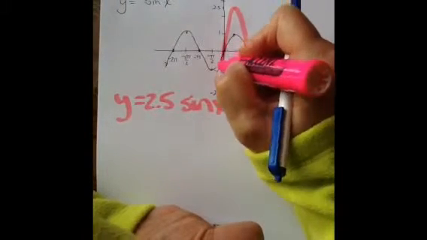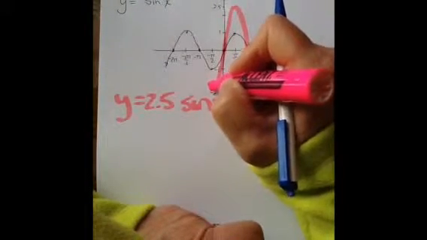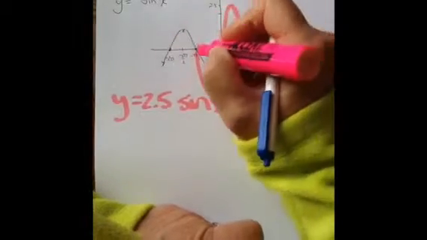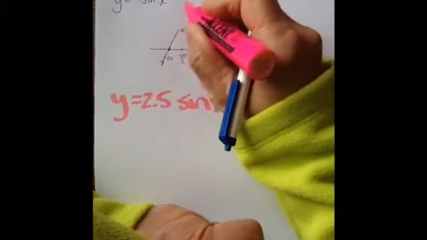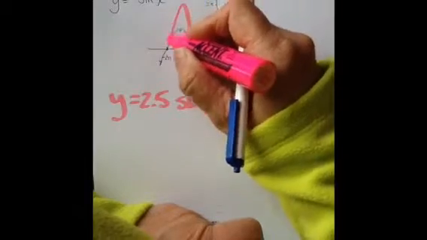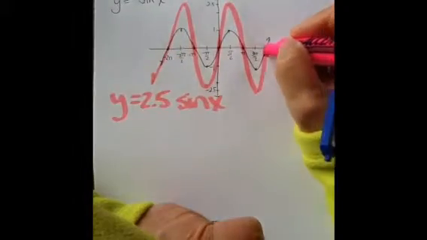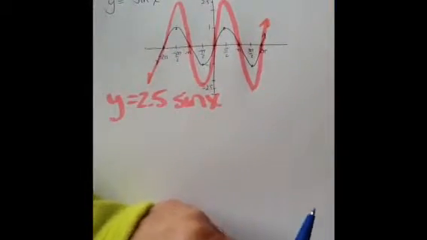And a normal sine wave has a period of 2 pi. So this is the stretched version.